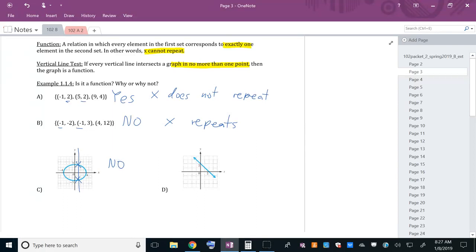Most of what we look at in this class will be functions, so we really aren't going to look much at ovals. What about D, where I've got that diagonal line? I'm going to draw a bunch of vertical lines. All of them are hitting it just the one time. So yes, that is a function. And that is in fact our linear function, which we will look at in a few sections.